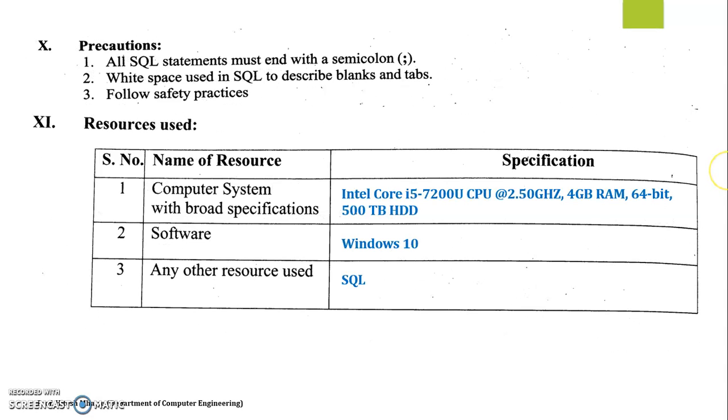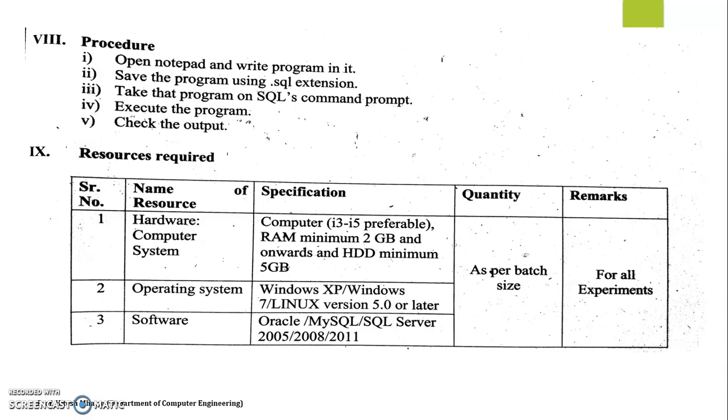Procedure is to open a notepad and write a program in it, save the program using .sql extension, take that program on the SQL command prompt, execute the program and check the output. But we are directly using the SQL prompt for this particular experiment, so we are not using the notepad. Directly we are writing all the PLSQL commands on the prompt. These are the minimum configuration that is required to perform the experiment.